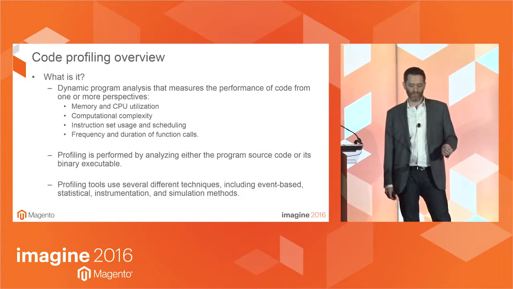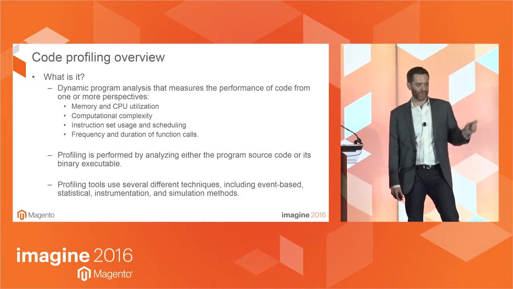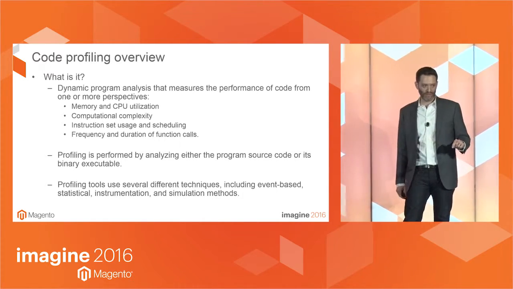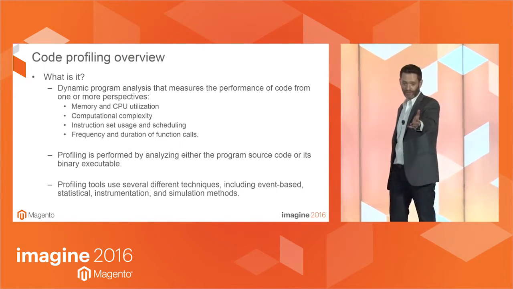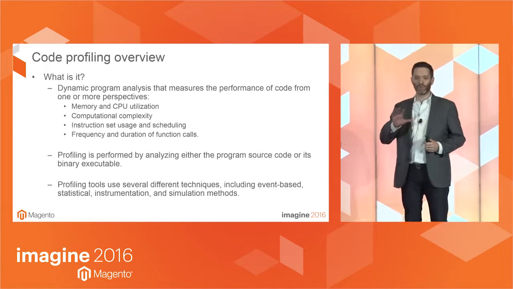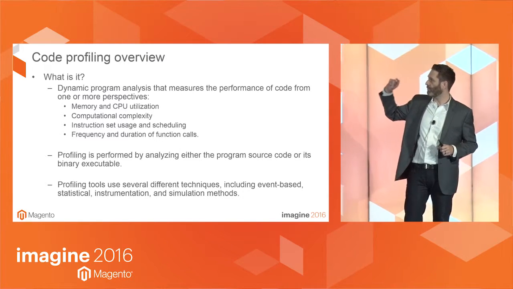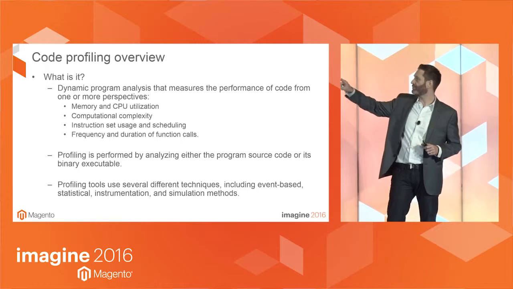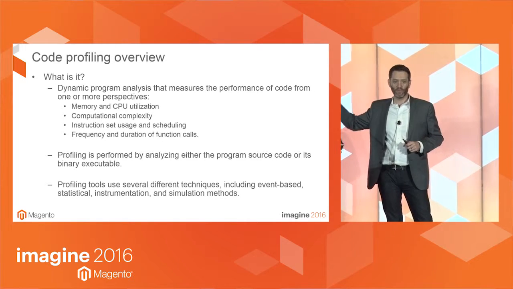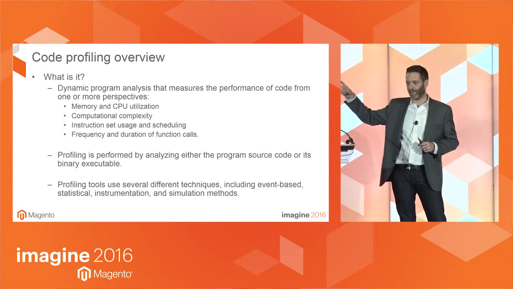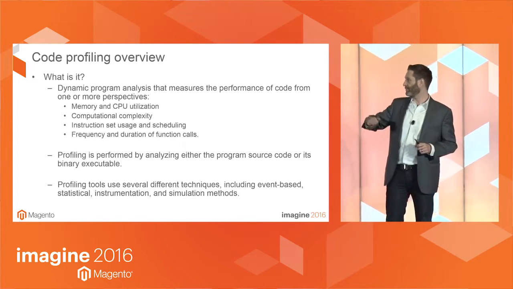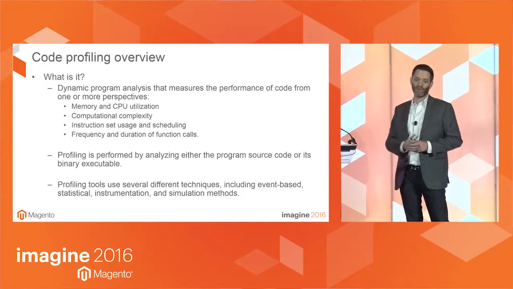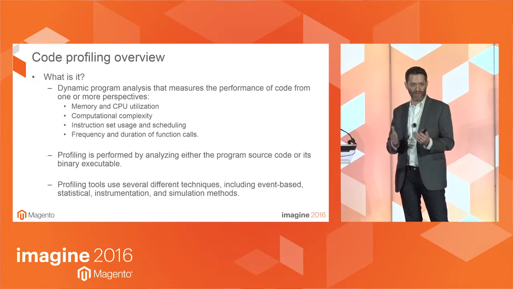Computational complexity, instruction set usage and scheduling, as well as frequency and duration of function calls. So the two most useful pieces, I don't know if you guys find the same, but really the two most useful pieces here, I think, are memory and CPU utilization against frequency and duration of function calls. With those two things, you can look at an application and know, hey, I'm using way too much resource, and these function calls are all taking too long. And you can start to correlate and really drill down and find the issues.